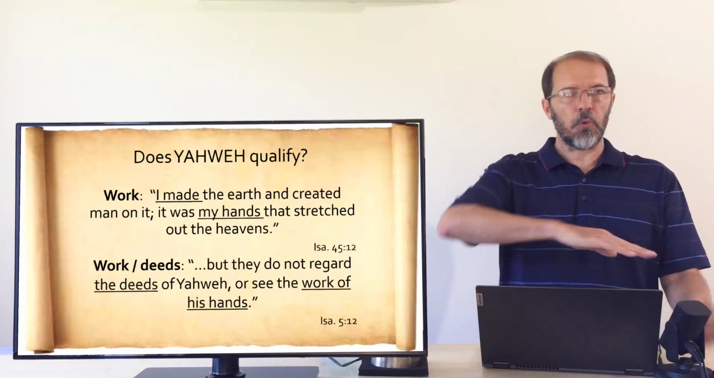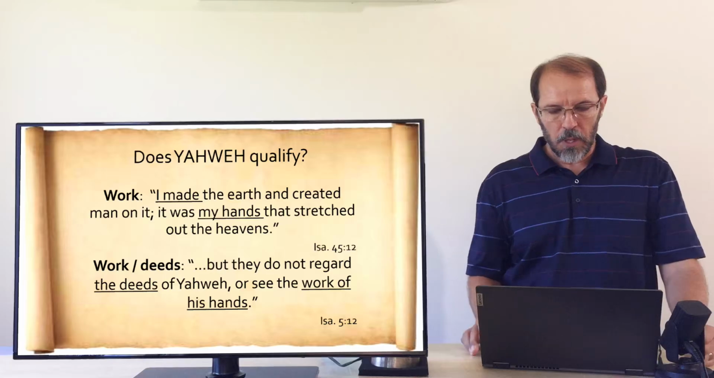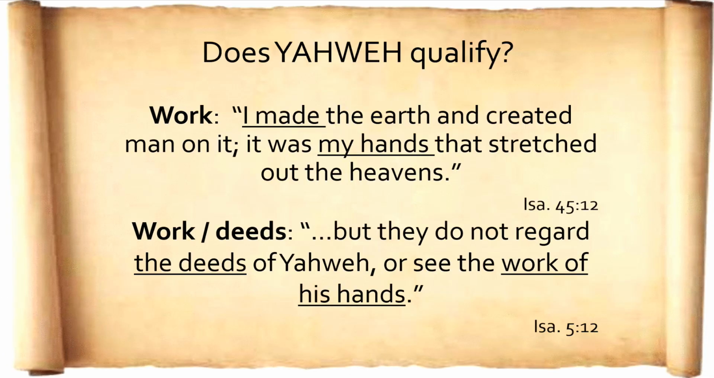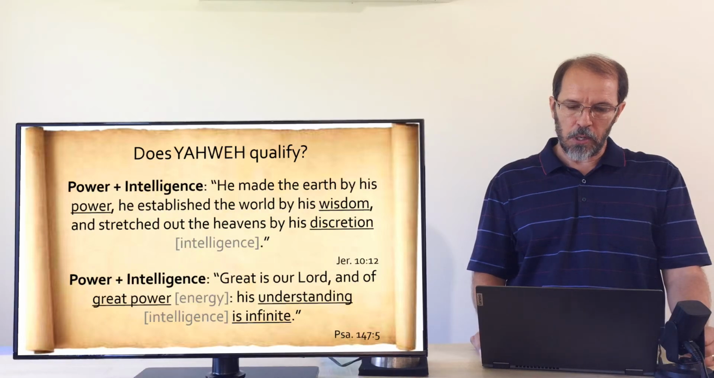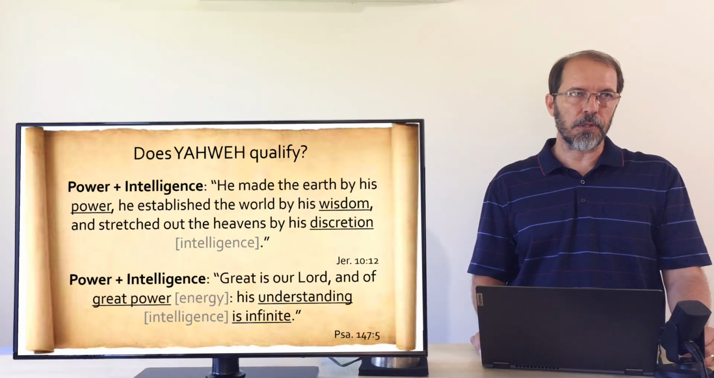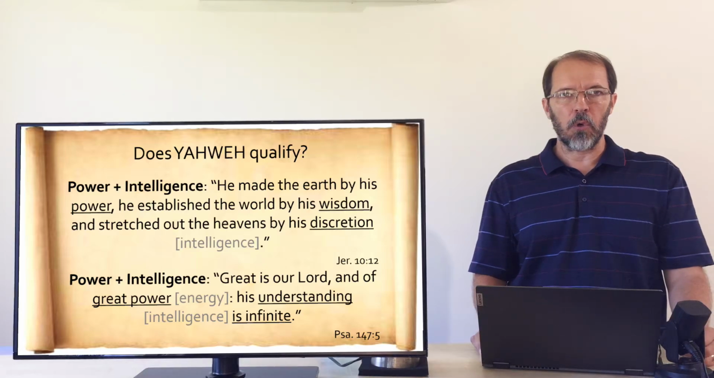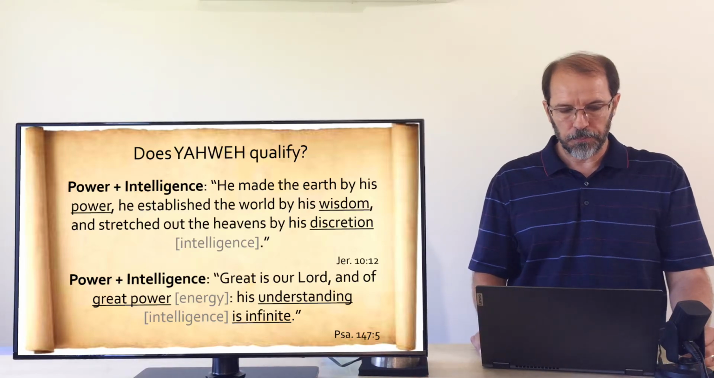How about work? Working up the slope of entropy. Isaiah 45: "I made the earth and created man on it. It was my hands which did the work. It was my hands that stretched out the heavens." Isaiah 5: "But they do not regard the deeds of Yahweh, nor do they see the work of his hands." So it's clear from the Bible that Yahweh matches these scientific requirements for creating the prototypes.